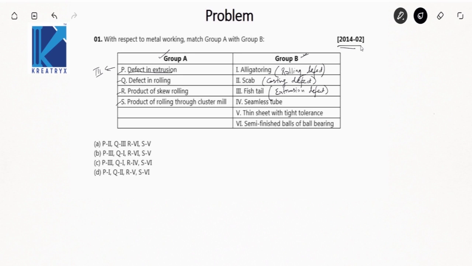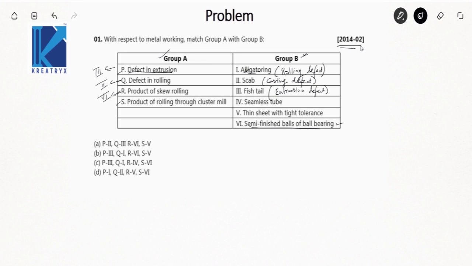Now defect in rolling, as I have already mentioned, alligatoring is a rolling defect, and in this defect the edge breaks down because of non-uniform deformation. So for Q it's 2. Now the product of skew rolling. Skew rolling is a process which is used to manufacture balls of ball bearing. So if you see in group B, it is 6. It is clearly mentioned: semi-finished balls of the ball bearing. So for R it's 6.